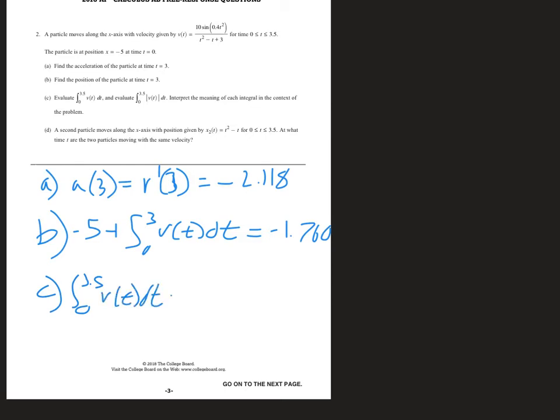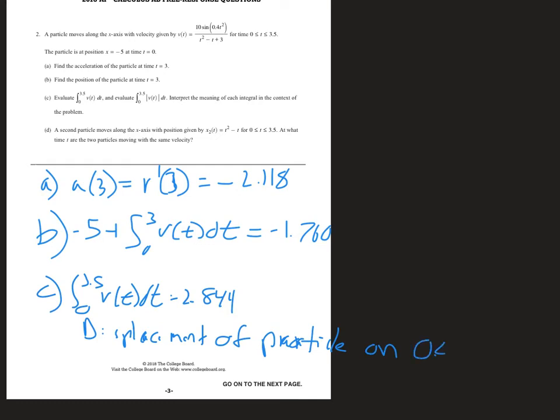calculator allowed, we're going to get 2.844, and that's the displacement of the particle on 0 less than or equal to t less than or equal to 3.5. Then the next one, the definite integral from 0 to 3.5 of the absolute value of v of t dt, close my absolute value there.